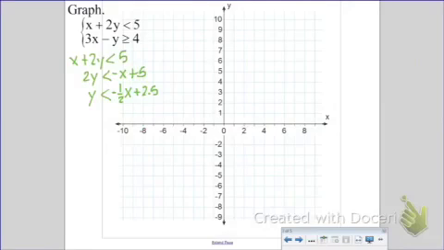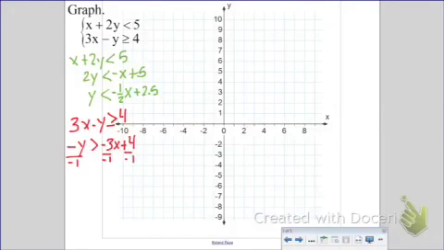Now let's work on the other equation. 3x minus y is greater than or equal to 4. Subtract 3x on both sides, and you get negative y is greater than or equal to negative 3x plus 4, and divide everything by our negative ones. And we get y, switch the sign because I divided by a negative, y is less than or equal to 3x minus 4. Okay, let's graph both of these.